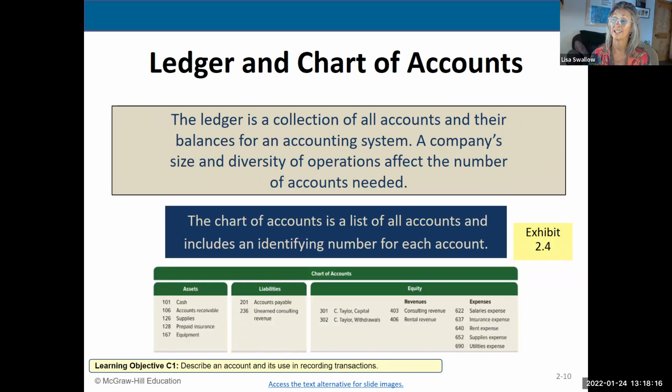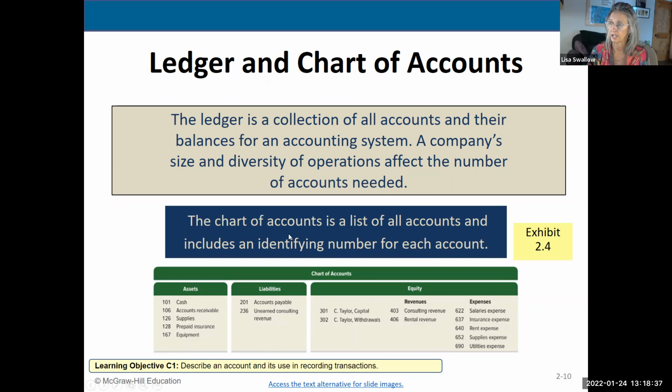Okay, so again, general ledger. A general ledger is all of the accounts and their ending balances. And in most of these examples, we're going to be closing our books every month. Some companies only close their books like once a quarter or once a year, but in these examples, we're going to be closing once a month.